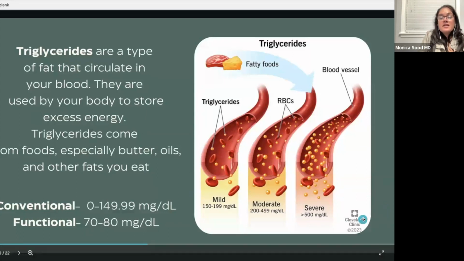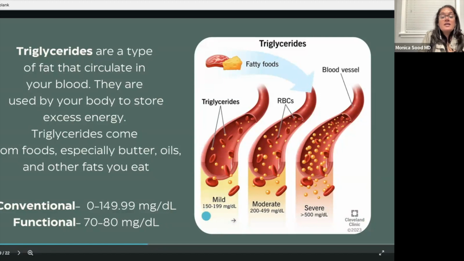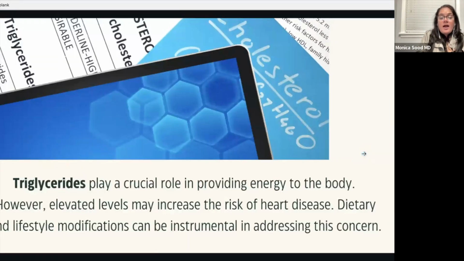Now, even at the Cleveland Clinic here, there's a picture showing that they say there's mild damage if you have it between 150 to 199. There's moderate damage if your number is 200 to 499, and severe damage to your arteries inside if it's above 500. Again, we are aiming for 70 to 80 milligrams per deciliter. Now, while it is crucial, these triglycerides, we need them in our body. Obviously, elevated levels are going to be increasing the risk of heart disease. And we're going to talk at the end about diet and lifestyle.